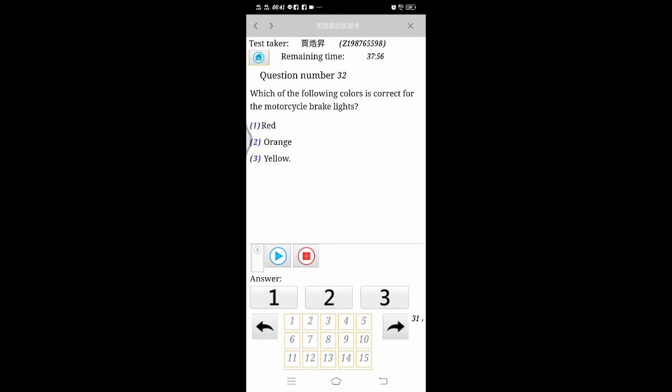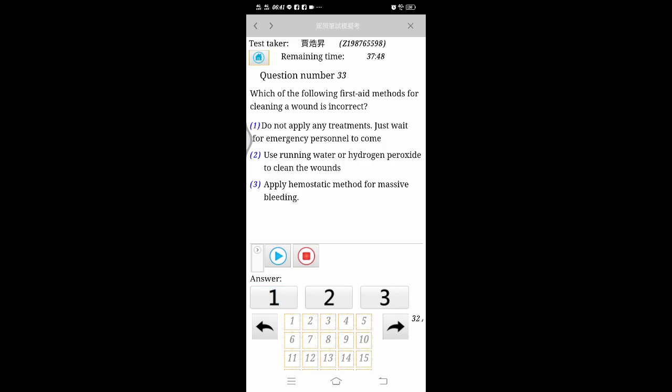Which of the following colors is correct for the motorcycle brake lights? 1. Red. 2. Orange. Which of the following first aid methods for cleaning a wound is incorrect? 1. Do not apply any treatments. Just wait for emergency personnel to come. 2. Use running water or hydrogen peroxide to clean the wounds.